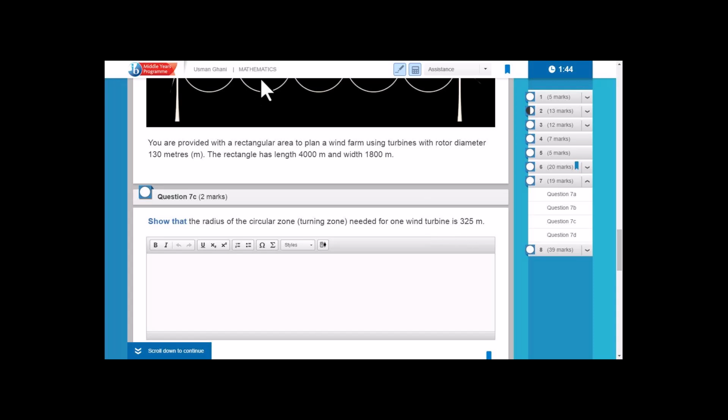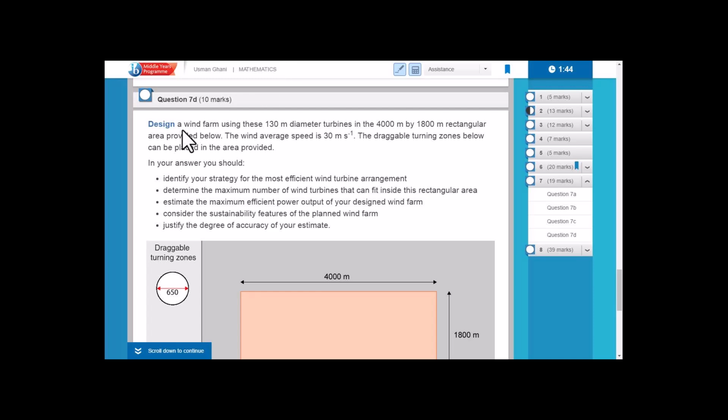That is our answer for this question. Easy. So we come to this question: design a wind farm using 130 as a diameter. This has the dimensions given here. In your answer you should identify the strategy for the most efficient wind turbine arrangement, and the maximum number of wind turbines that can fit inside the rectangular area. Estimate the maximum efficient power. If we can find out the number of wind turbines, we can find out the power. That's also really easy. Consider sustainability features and the degree of accuracy for your estimate.